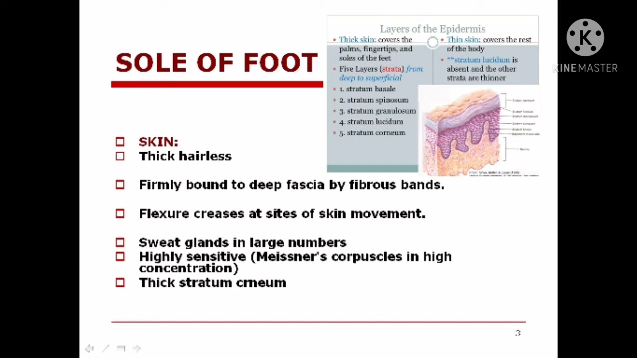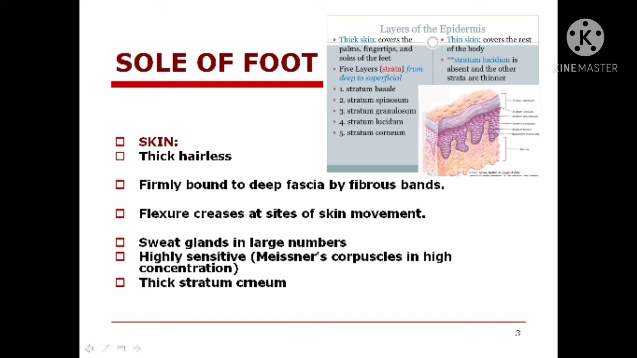The sole of the foot. The skin is thick, hairless. Students, if you remember, once I told you in general anatomy in the study of integument, and you can see it in the picture as well, that there are two types of skin, the thick and the thin skin. The thin skin lacks the stratum lucidum, and the thick skin has all the strata. So in the palm and in the sole of the foot, we have thick skin.